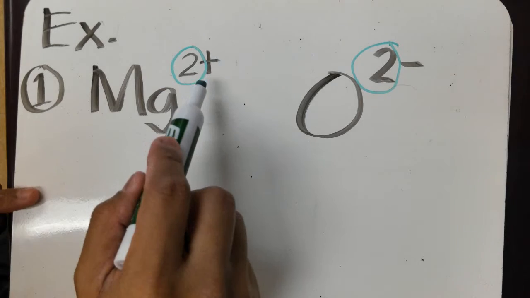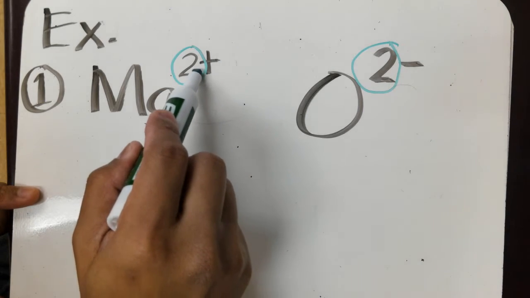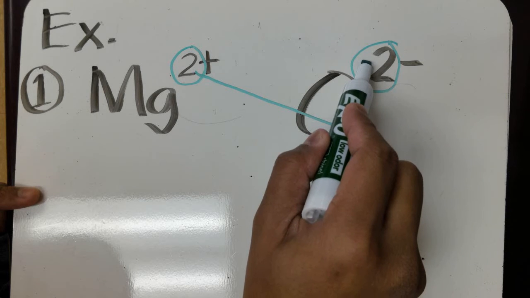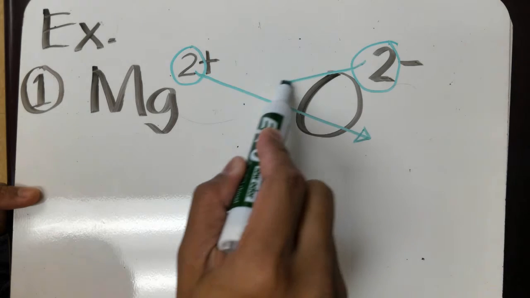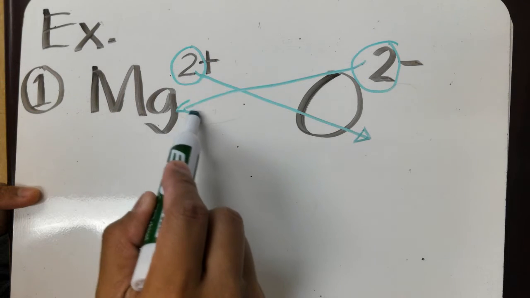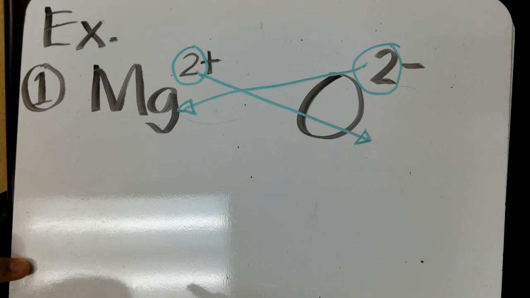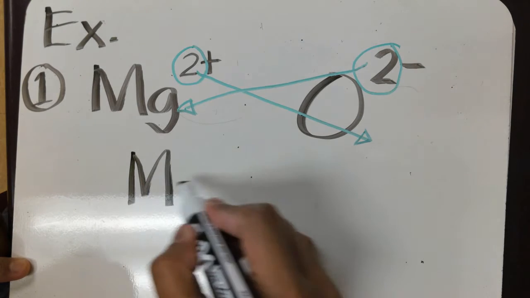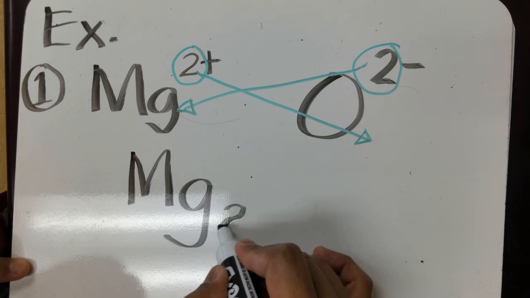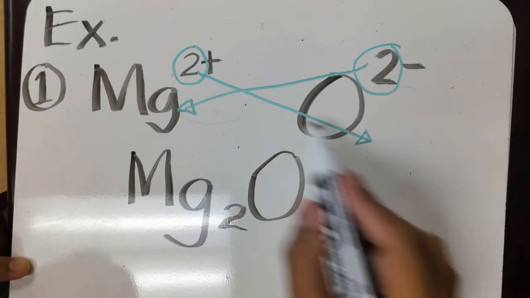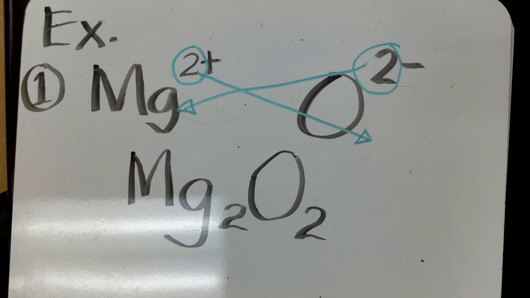And then we drag them. The numerical value will become the subscript of the other element. And same thing with the non-metal here, the negative will go to the metal here as a subscript. So that's our crisscrossing. And then after we figure out that, we can now write the numbers as a subscript. So the Mg will have a 2 here as a subscript, no sign, and then the oxygen here will also have a 2 as a subscript.